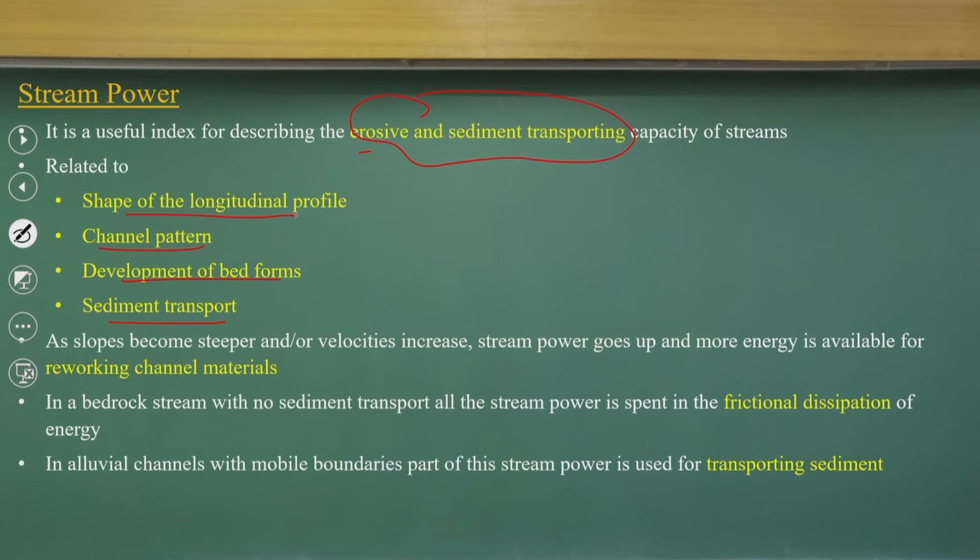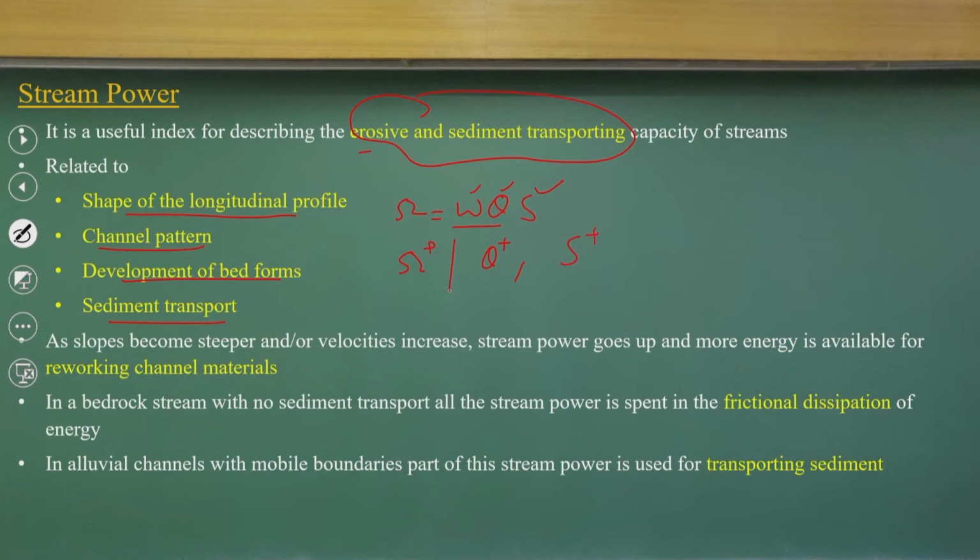Stream power is defined as a function of unit weight, discharge Q and slope S. More details will go in the next slides. So, stream power is defined by the unit weight, discharge and the slope, that is, the friction slope. If discharge increases, the stream power is going to increase. Also, if the slope is increasing, the stream power is going to increase.